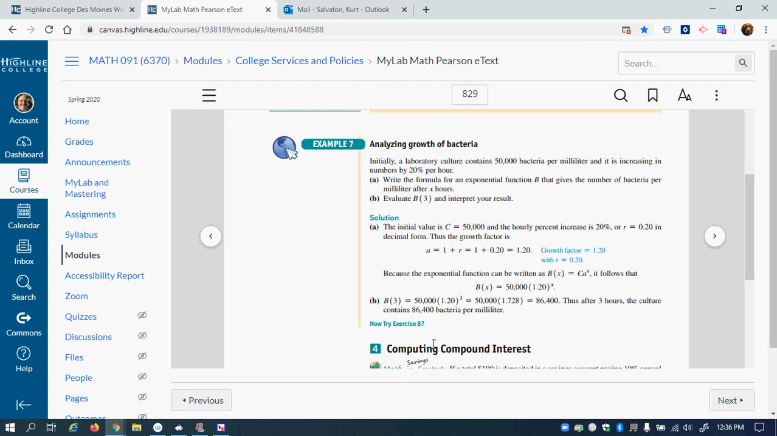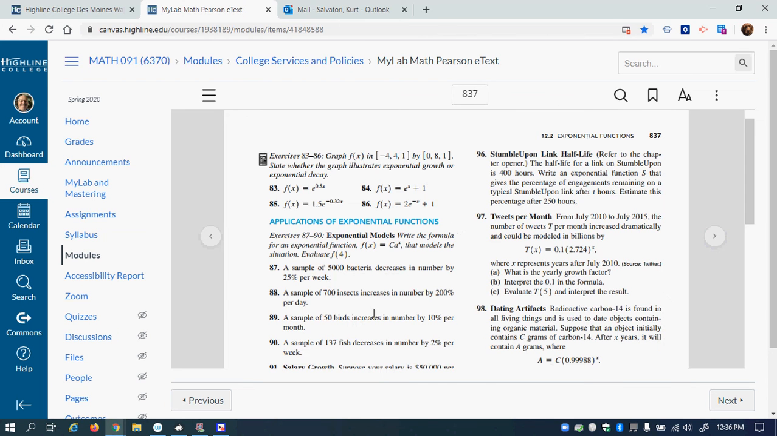So let's do 87. Let's go to page 837. We're going to look at problem 87. It says write the formula for an exponential function, the equation that models the situation. So a sample of 5,000 bacteria, but this time it's decreasing in number by 25% per week. Let's write that information down.